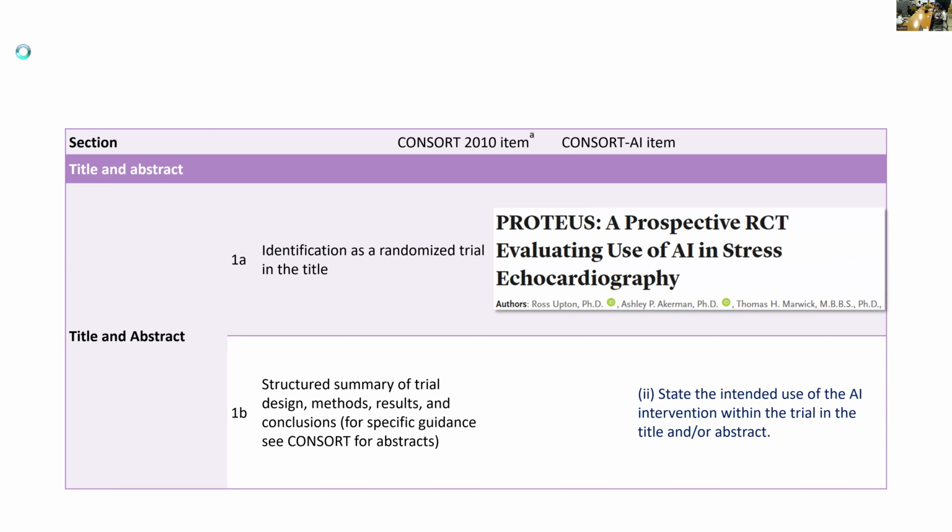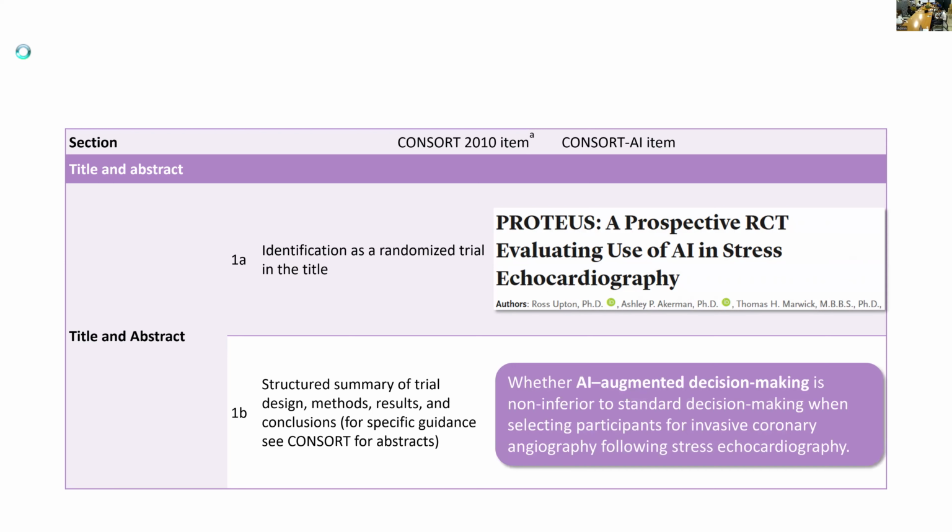The next question is, what is the intended use of AI? So they don't say it in the title, but they give it in the abstract. We already spoke about this. So AI-augmented decision making. Here they're trying to look at whether it is non-inferior to standard decision making.